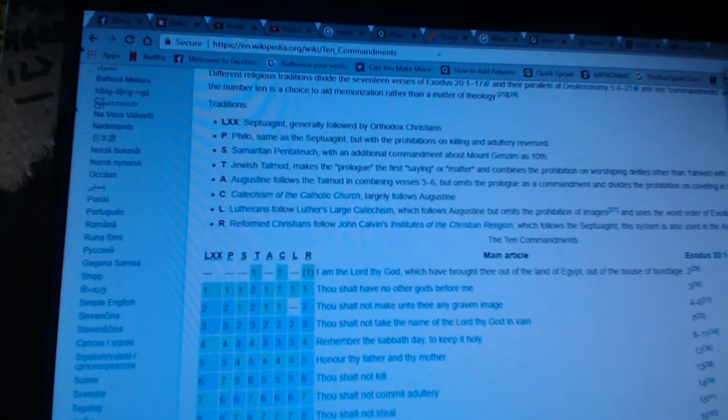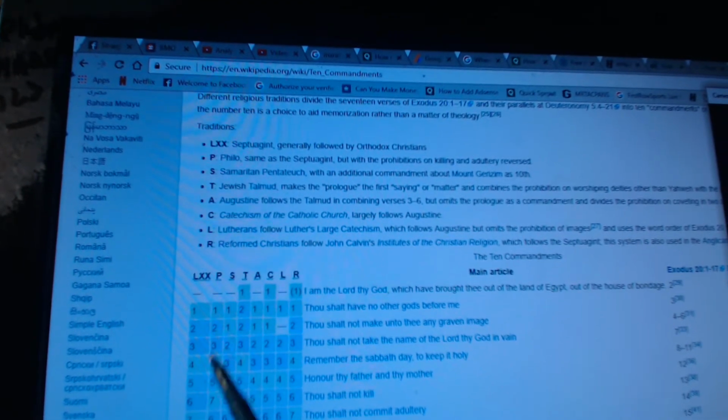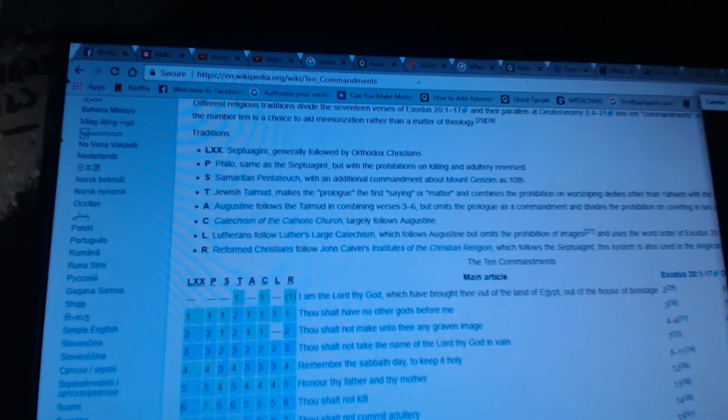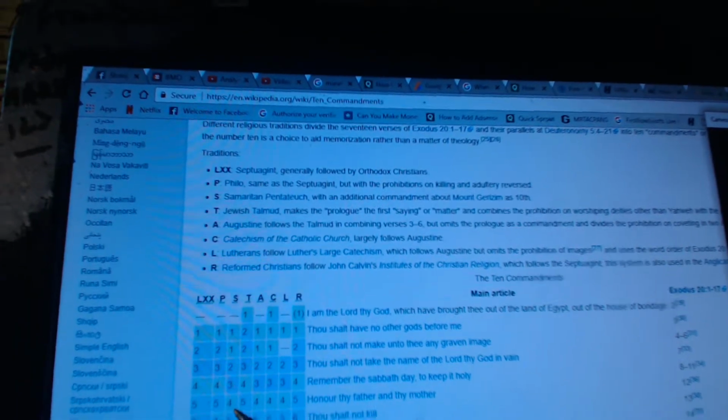The only way to get 10 is to accumulate 9 and 1. So that means 2 and 8 will come together, that means 3 and 7 will come together, and that way 4 and 6 will come together.